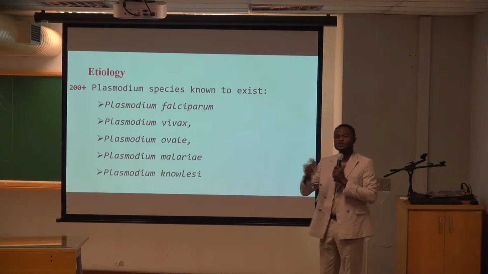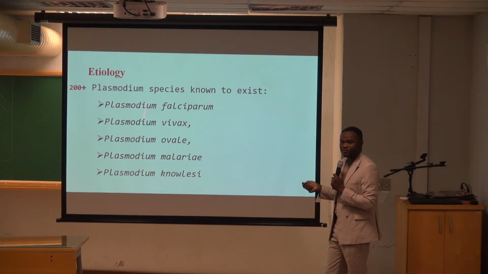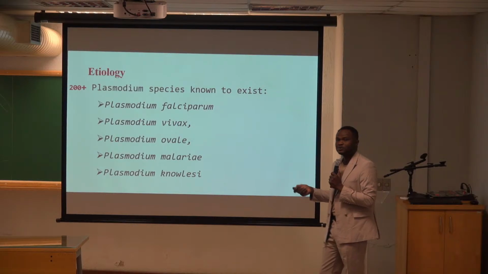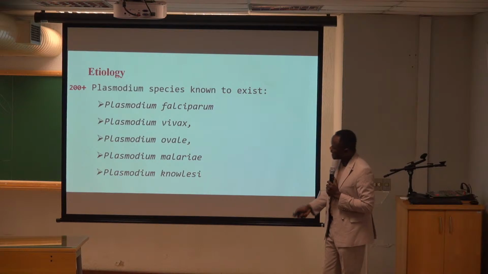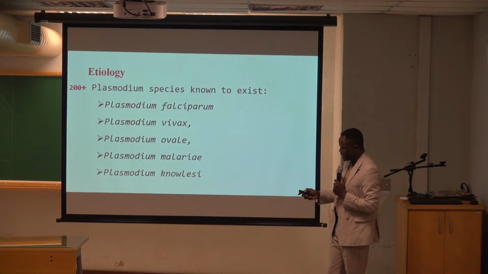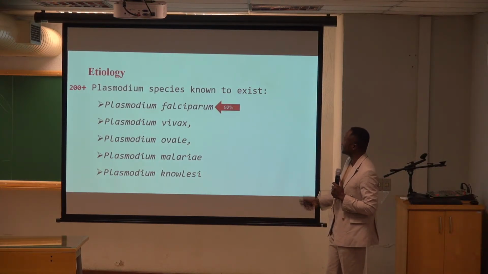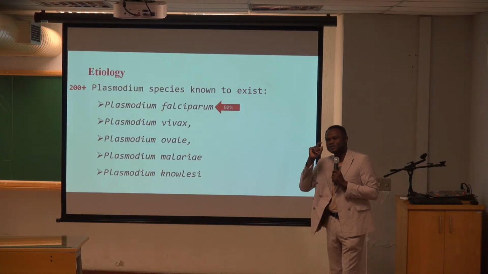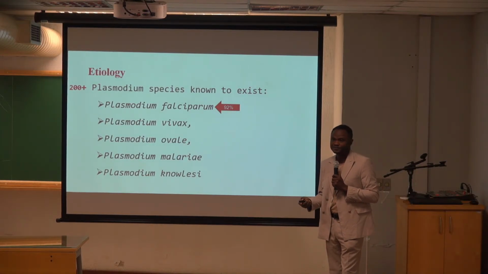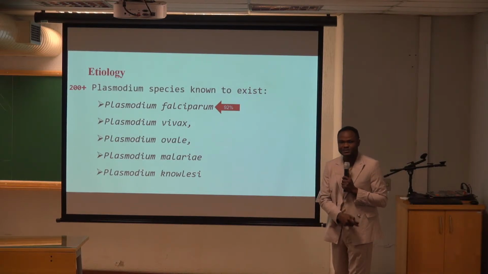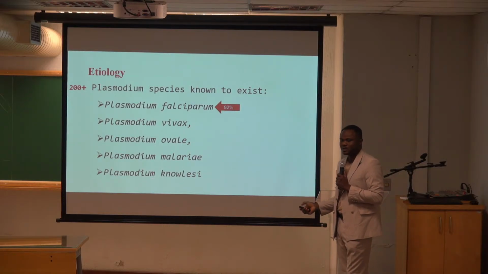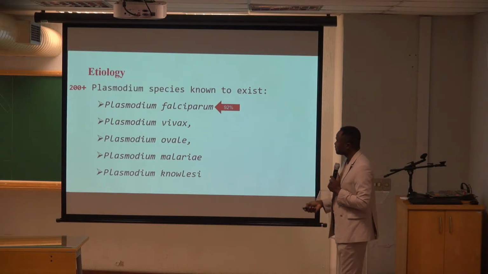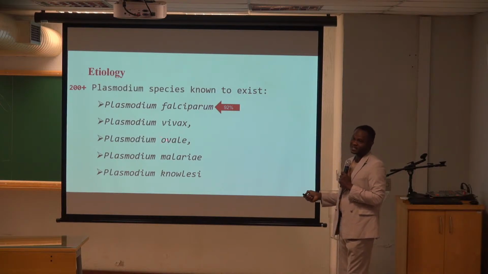The ones that are generally known are Plasmodium falciparum, Plasmodium vivax, Plasmodium ovale, Plasmodium malariae, and knowlesi. However, out of these 5, research has shown that falciparum causes 92% of malaria, while the remaining 8% is divided between vivax, ovale, malariae, and knowlesi. But I can bet with you that vivax has the highest percentage within the remaining 8.